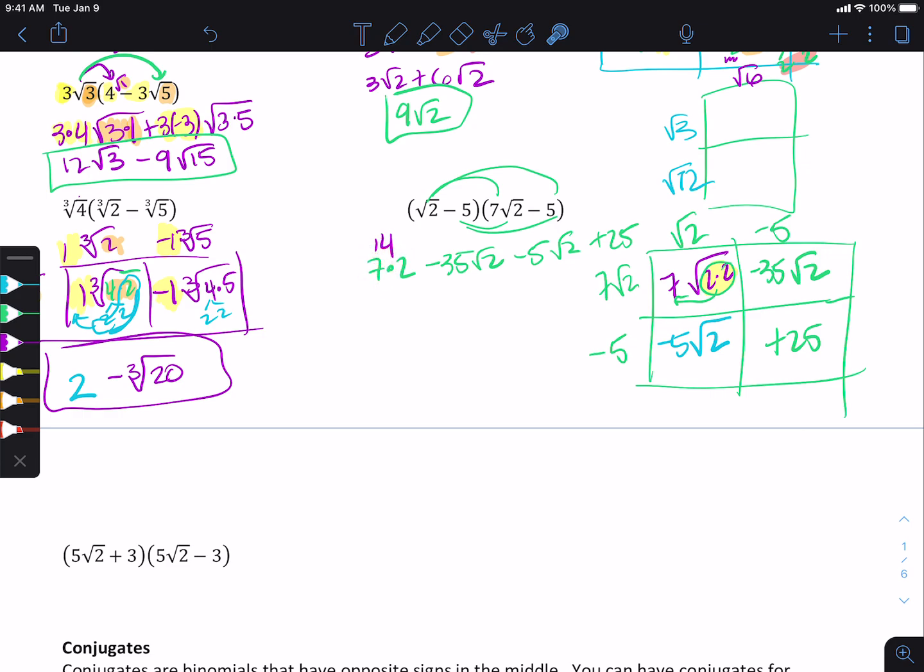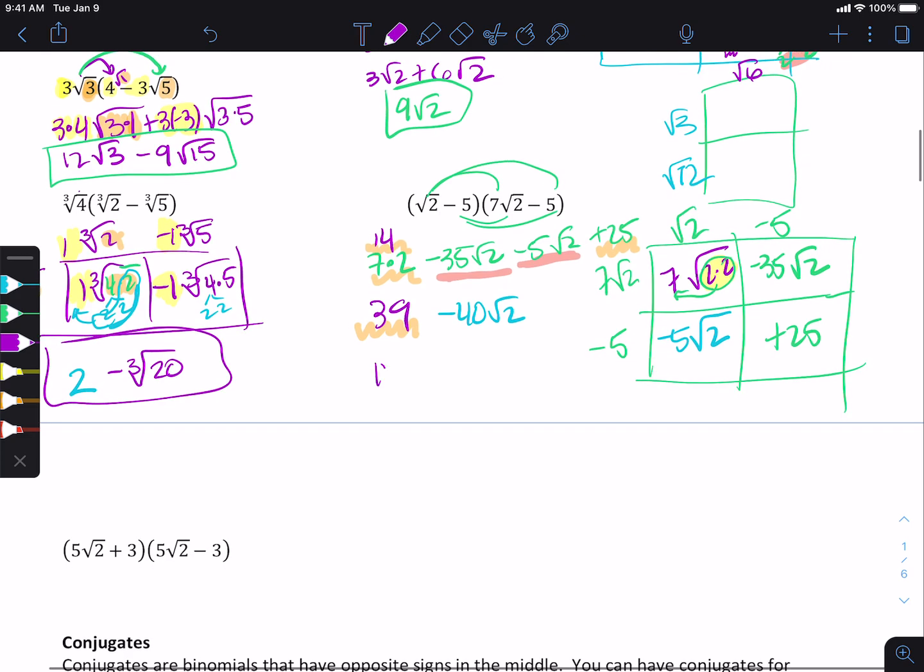But notice we have like terms. Notice these are both square roots of 2's, so that means that I can add those. So if I have negative 35 square root of 2 and negative 5 root 2, that gives us negative 40 root 2. I also have like terms with our numbers, right? We have 14 plus 25. So if we're doing the 14 plus the 25, that gives us 39, and then minus our 40 root 2.